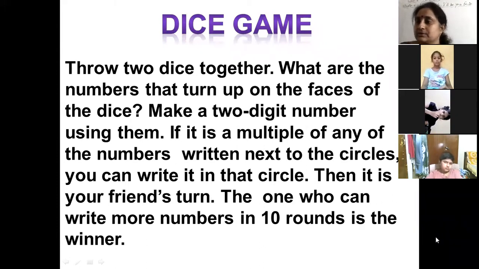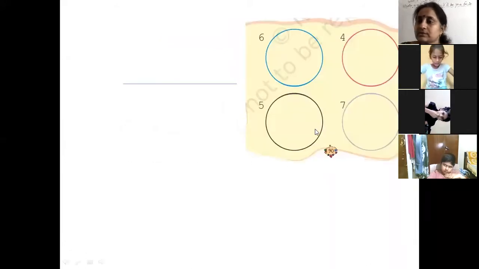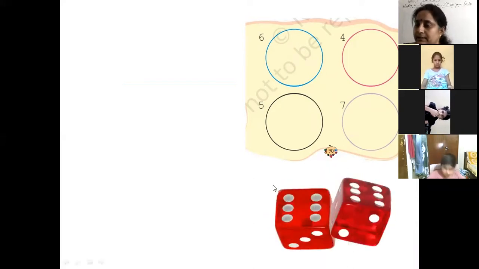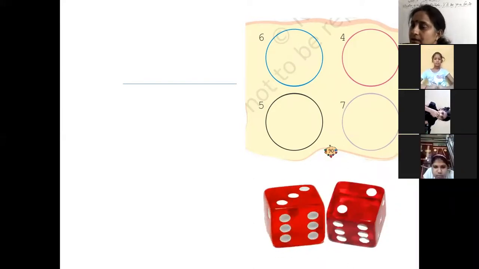If school is there, we can do it directly. Here I am giving two chances. We will throw the dice two times. So what are the rules here? Some circles are given for us: 6, 4, 5, 7. What you have to do is throw two dice at a time. Now I am doing that. So here, what are the numbers you can see, ma'am?